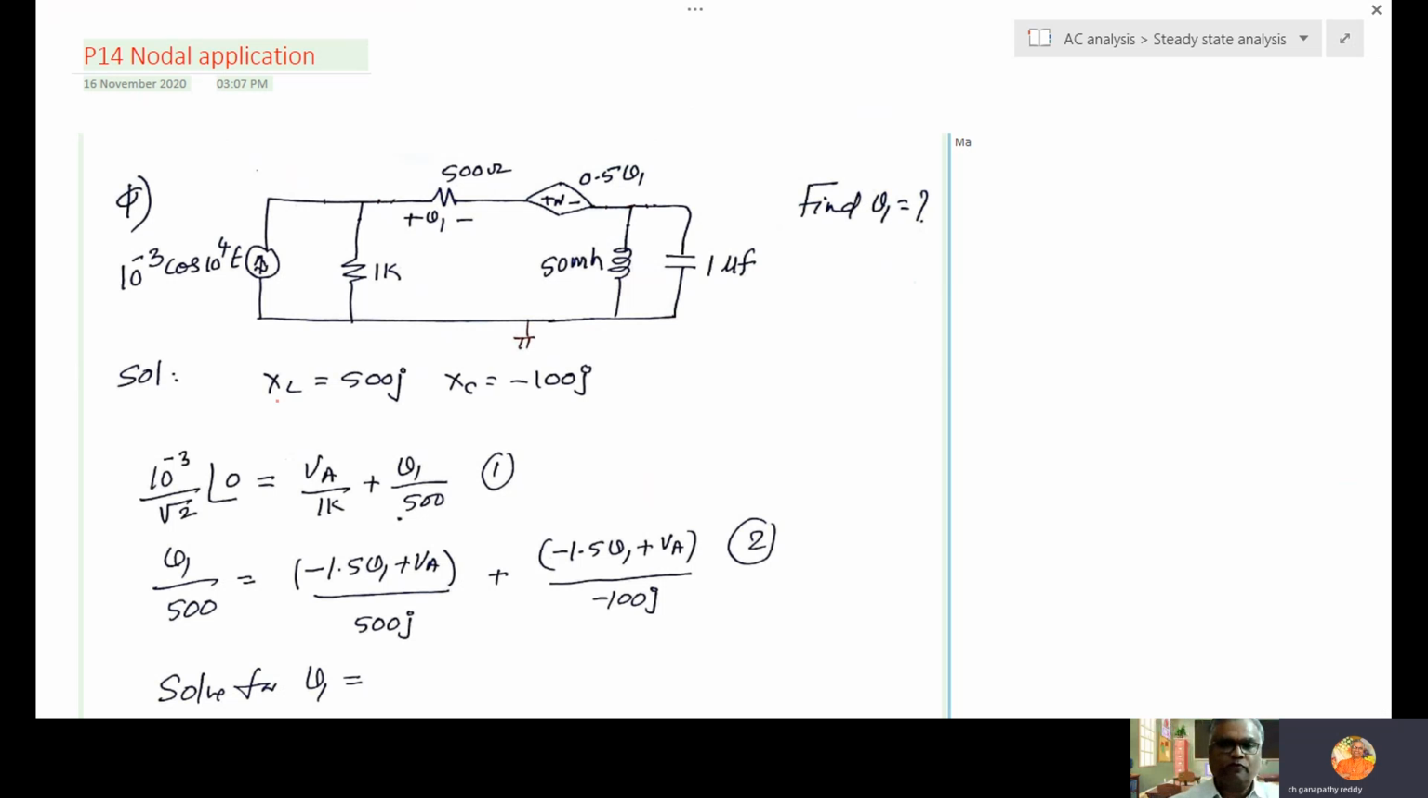Sources are two, but having the same frequency, 10 power 4. Frequency is same. The dependent source 0.5 V1 is also AC, and that frequency is also same, 10 power 4. So it is the same frequency category. And XL is j omega L.